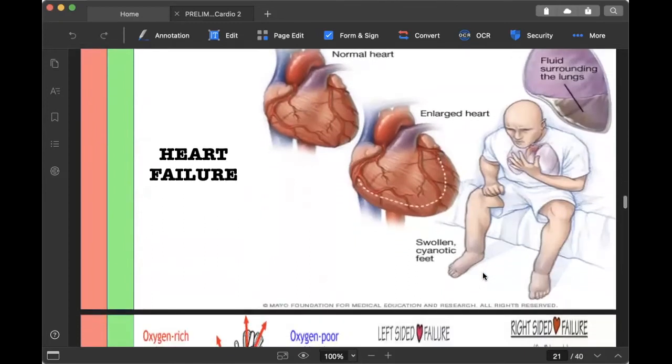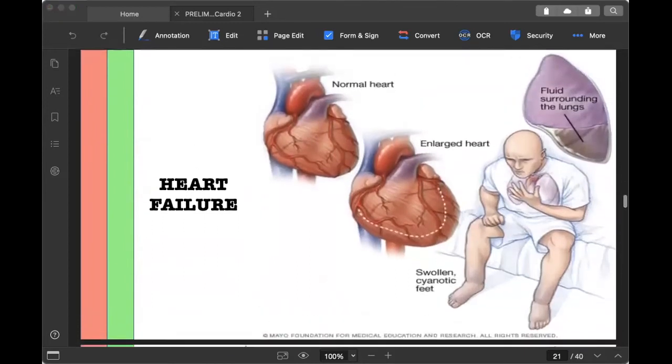Now we can move on to your heart failure. Heart failure signifies shortness of breath, dyspnea on exertion, or DOE, as well as paroxysmal nocturnal dyspnea, orthopnea, and peripheral or pulmonary edema.